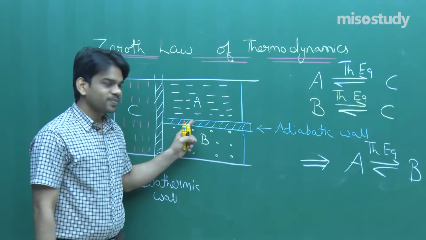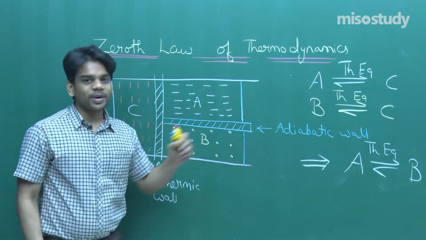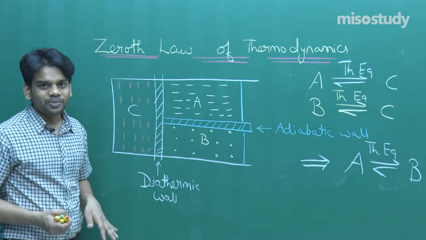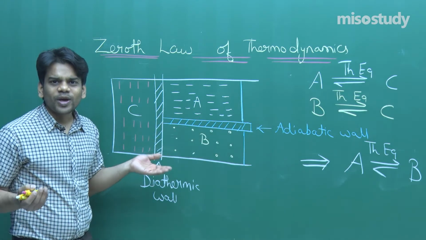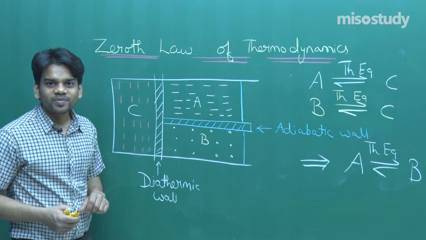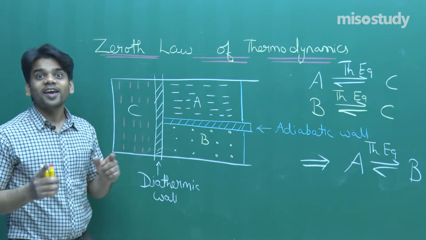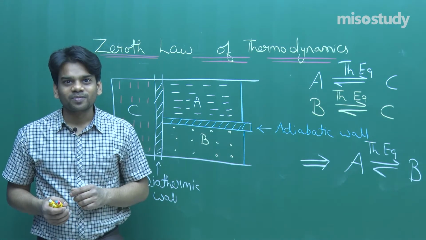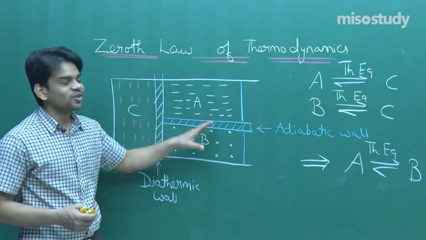If we remove this adiabatic wall and put a diathermic wall between A and B, we'll find that there is no exchange of heat between A and B. This signifies that A and B have reached a point of thermal equilibrium between them. So that actually signifies the zeroth law of thermodynamics.